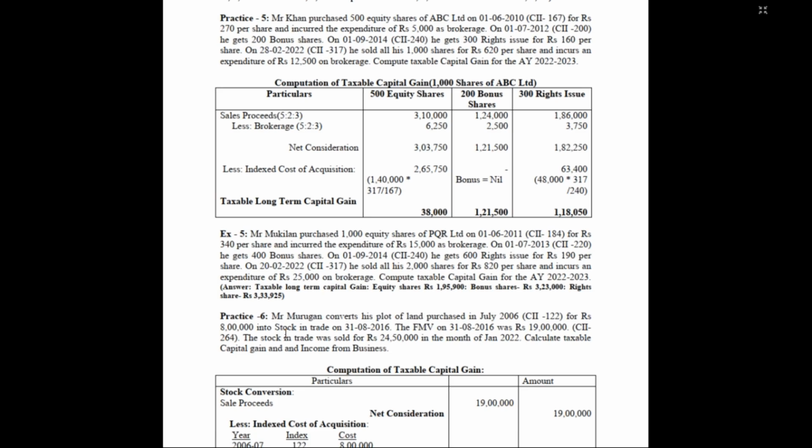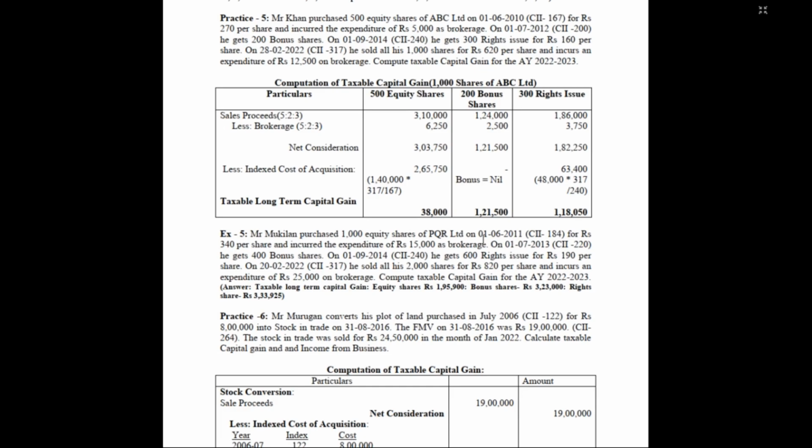On 1st September 2014, he gets 300 rights shares at 160 per share. Rights issue means additional shares are granted to the existing shareholders at a reduced price. But the rights shares have a cost value, so we can apply the indexed cost. On 28-2-2022, he sold all his 1,000 shares: original 500 shares, the 200 bonus shares and the 300 rights shares. The entire 1,000 shares were sold for 620 per share and he incurs an expenditure of 12,500 on brokerage. Compute taxable capital gain.